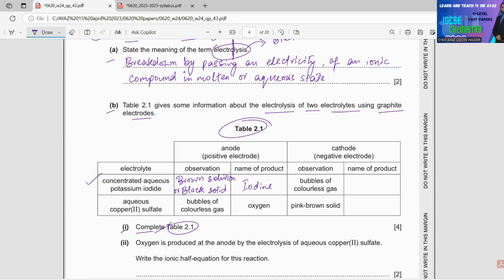What about cathode? You see bubbles of colorless gas. It must be hydrogen. Why? Because potassium, it will never get discharged. It has very high difficulty of discharge or low ease of discharge. But you can even say that it's highly reactive than hydrogen. So for aqueous copper 2 sulfate, they are asking us to write down the product at cathode, which is pink brown solid. It's none other than copper.